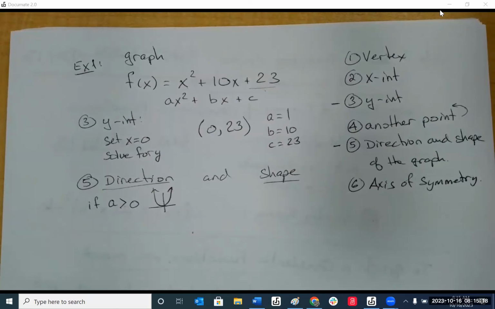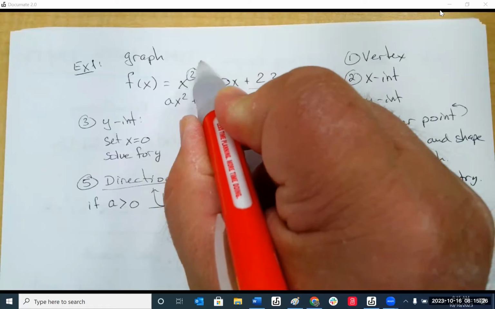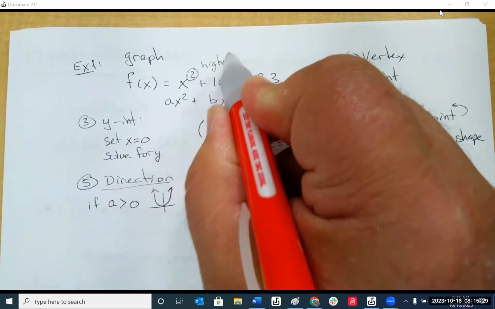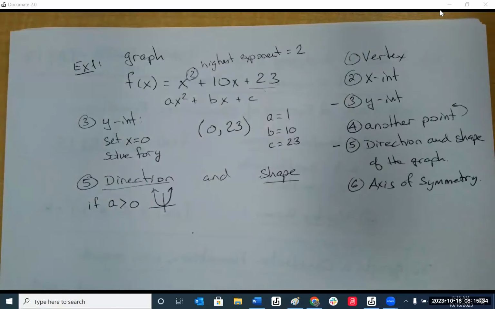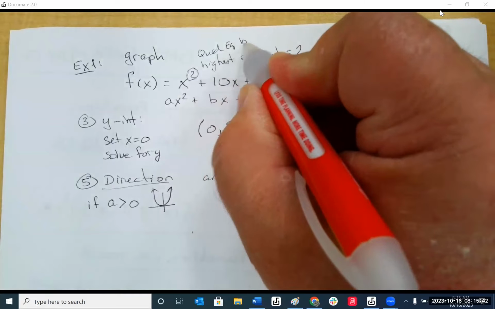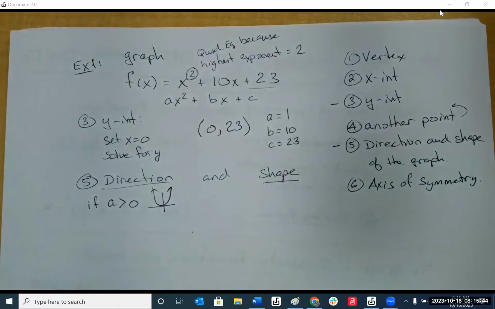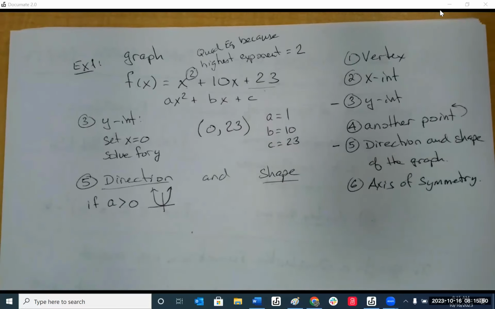Well, I forgot to ask you, how do we know this is a quadratic equation? It's a quadratic equation because the highest exponent is 2. And so the leading term tells us what we need to know about the shape and direction.